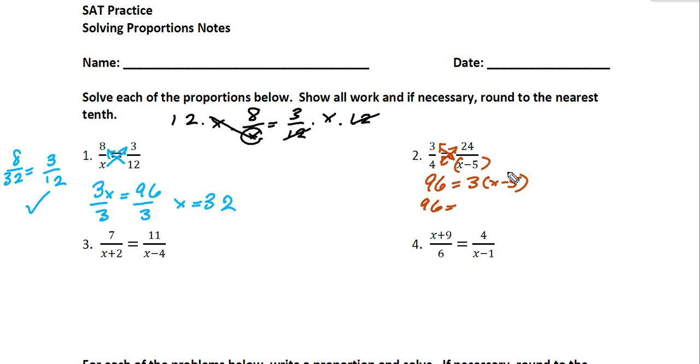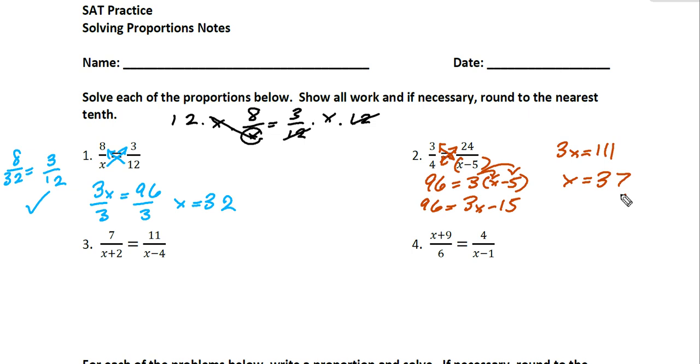Now we've got to distribute. So if we don't include those parentheses, we're probably going to forget this step that we need to distribute 3 to both of these terms. So we get 3x minus 15, and then we've got to solve from there. So add 15 to both sides. So if we add 15, that's going to give us 111 on the other side. Divide by 3, and we're going to get 37. Okay, and once again, we can always double check by plugging it back in. 37 minus 5 is 32, and 24/32 is the same thing as 3/4. So that works.